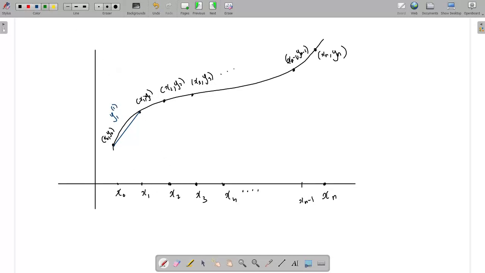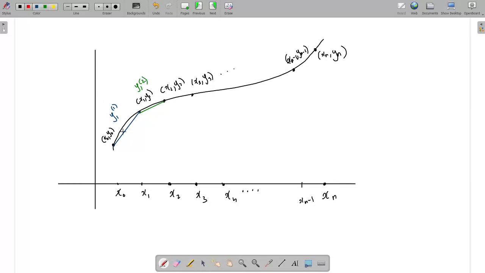Then this would be the polynomial, the line y12, that passes through x1, y1 and x2, y2. This would be y12.